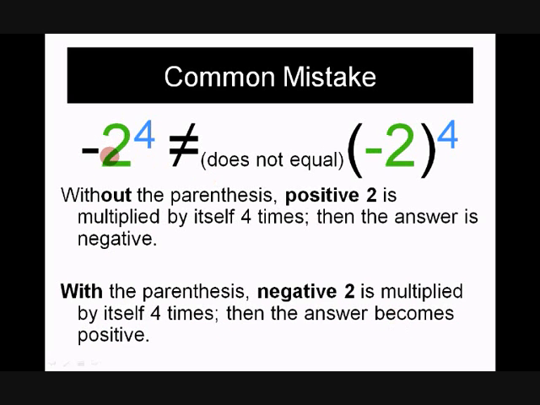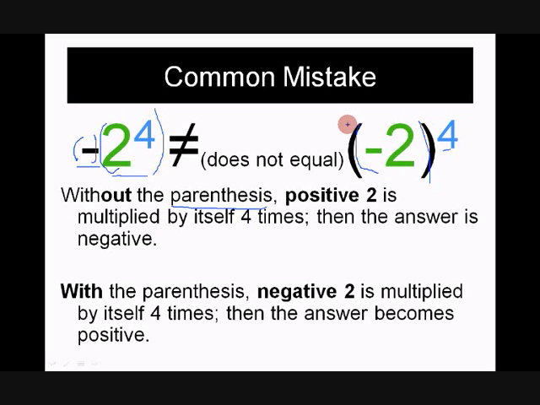What is the second mistake we make? Minus 2 to the power 4 does not equal (minus 2) to the power 4. This is the other mistake. The minus is like this, right? There are two things. Instead of taking them as two different things, we should not take minus 2 to the power 4 without the parenthesis.